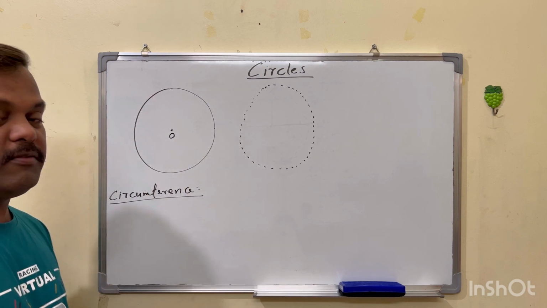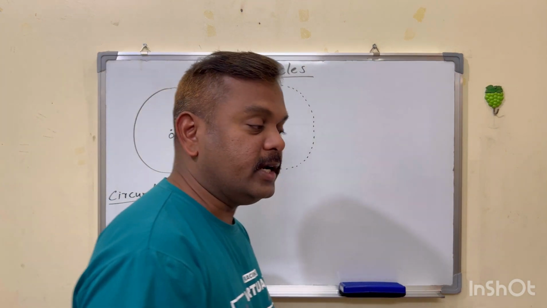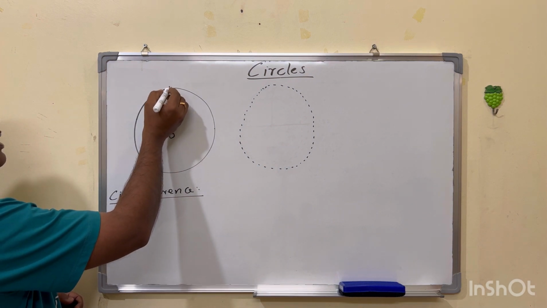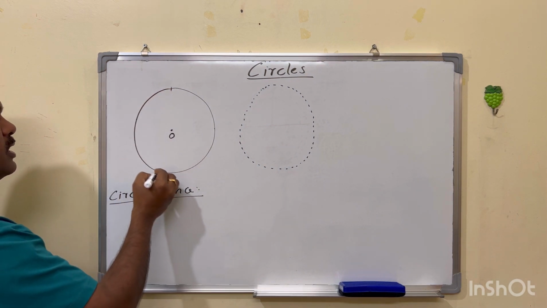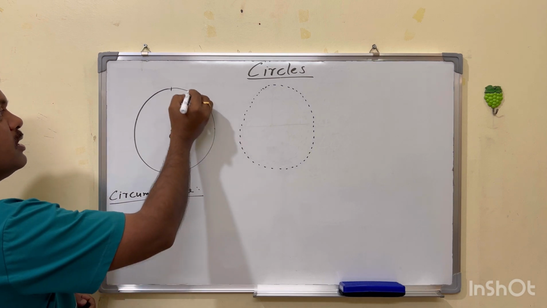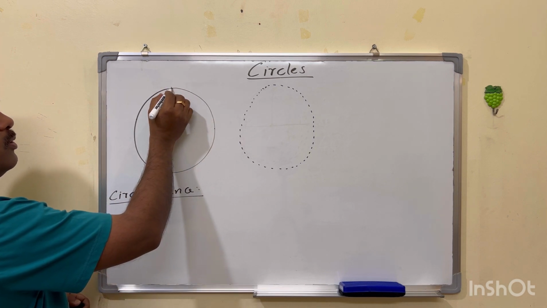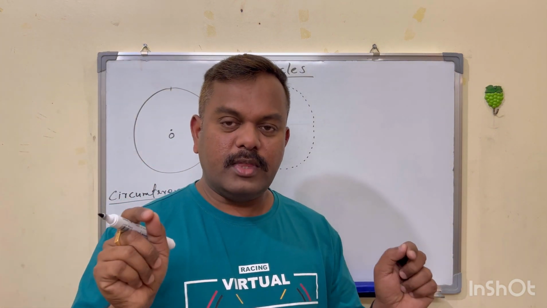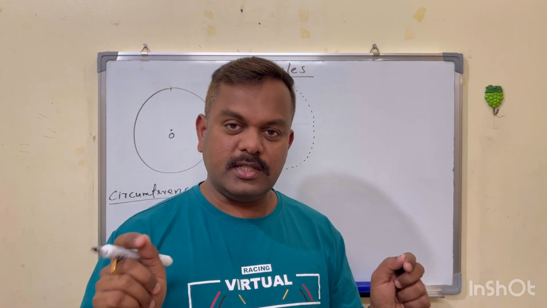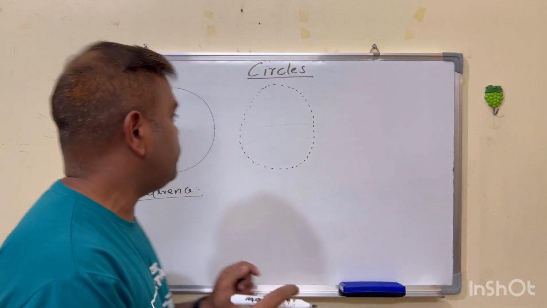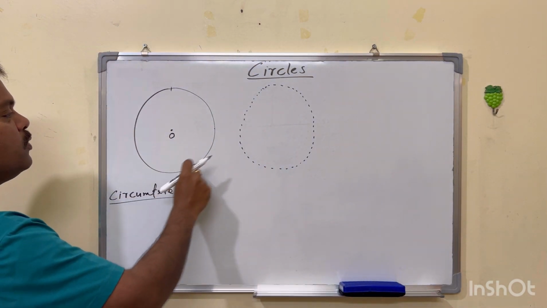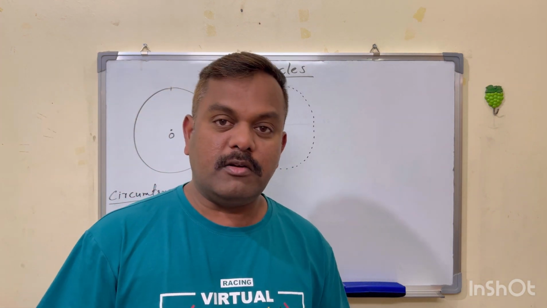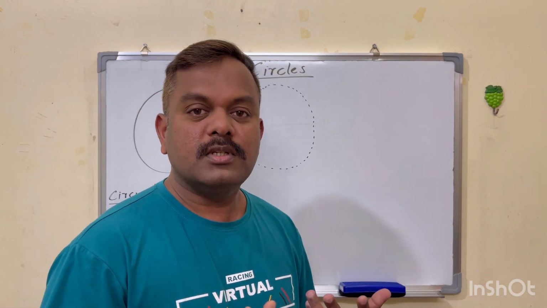Very easily we can find the circumference. Take one thread. Keep one end here and keep the thread on the circle. Then take it till here. Then measure the length of the thread, that is equal to the circumference of the circle. Understood? Okay, so the length around the circle is called the circumference. We can call the perimeter of the circle also circumference.